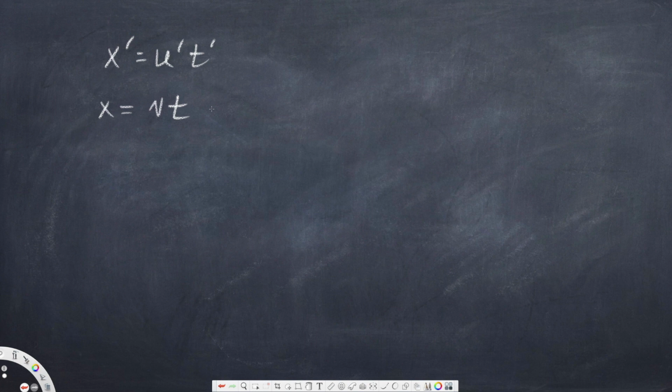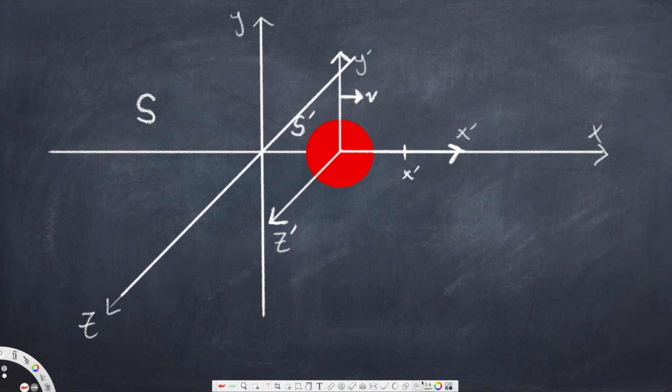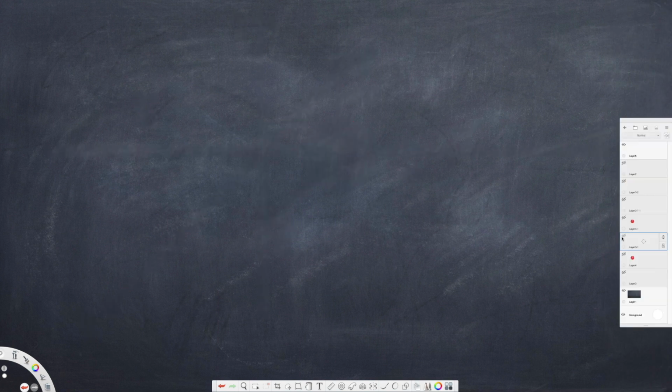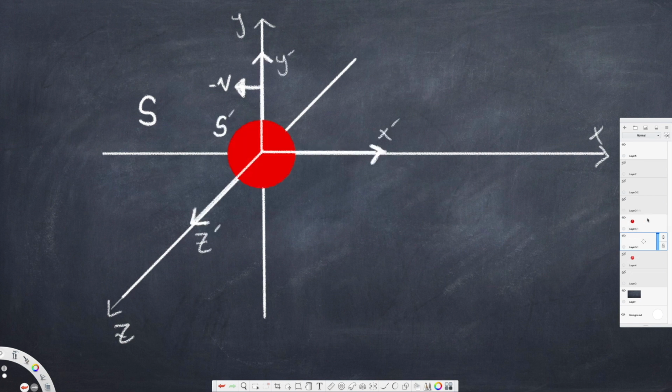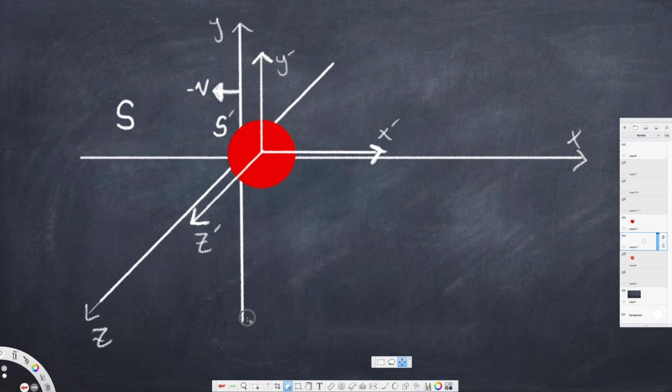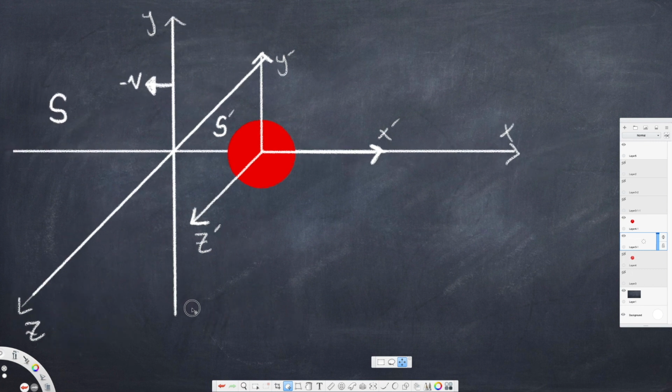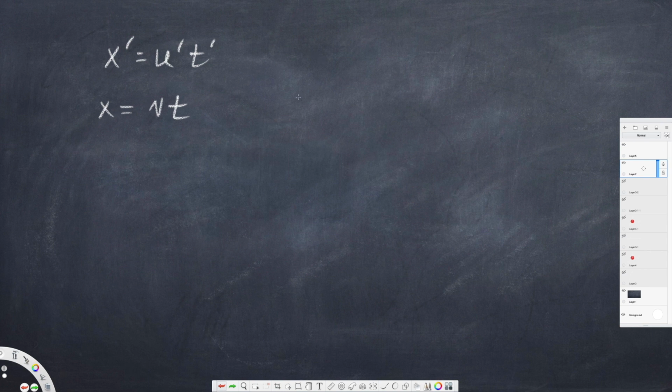Our only guidelines are that the constant velocities in one frame should imply a constant velocity in the other frame, meaning according to the S frame, the S' frame is moving at V. However, according to the S' frame, it is the S frame which is moving at a constant velocity in the negative v direction. This gives us a linear transformation.